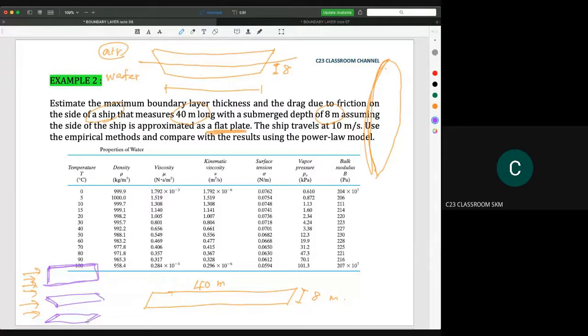Okay, that's why in this situation you will find that this plate is actually vertical. So is that okay? Yes, it's actually okay. It is totally similar if you put a plate of 40 times 8 meter horizontal like this one, instead of putting it vertical like this one. Okay. So then the ship travels at 10 meter per second. And now in this question, we need to compare with the power law model.